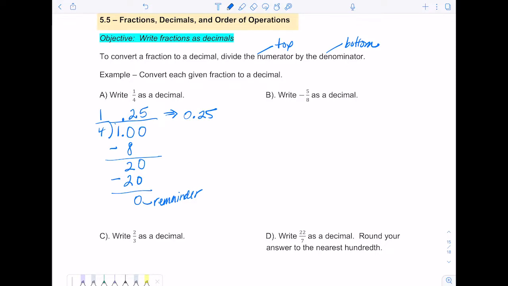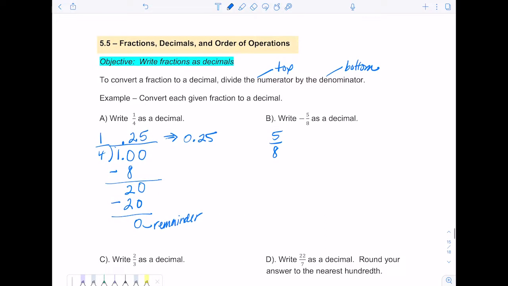And you're going to do that for each of these. The only difference with B is that there's a negative. So let's take a look at B. For B, I have 5/8, and I want to convert that to a decimal. Do you remember the steps? The first thing you're going to do is divide, and then multiply, and then subtract, bring down, and repeat. So those are your steps.